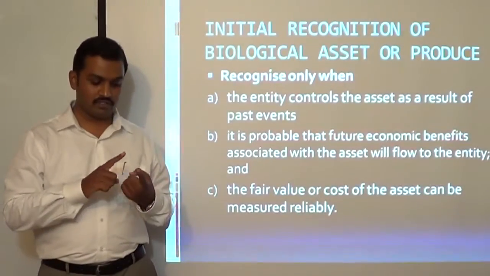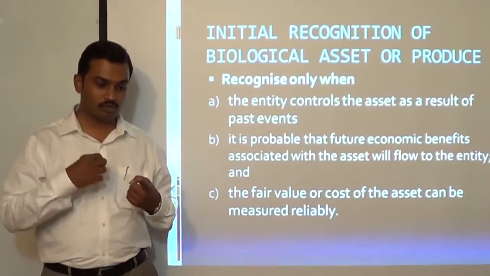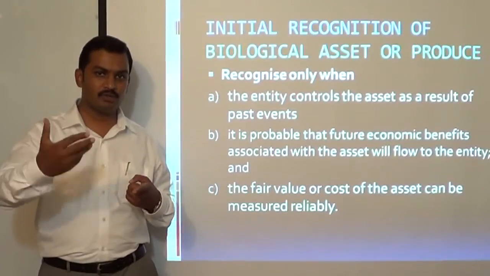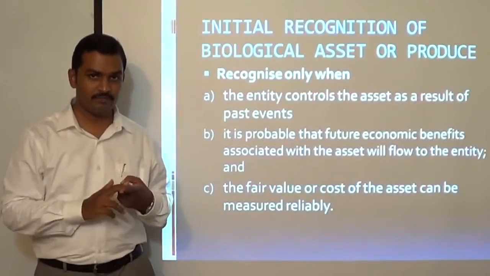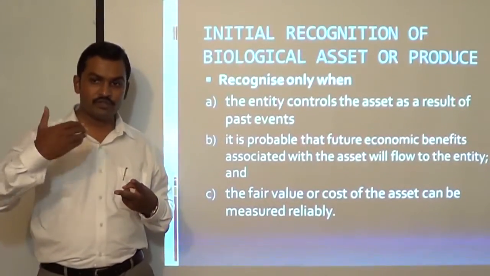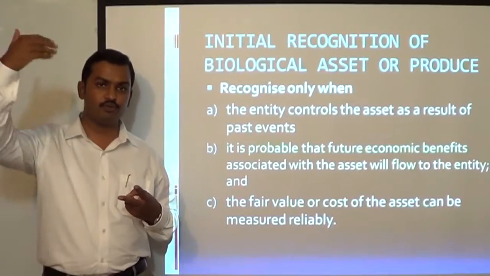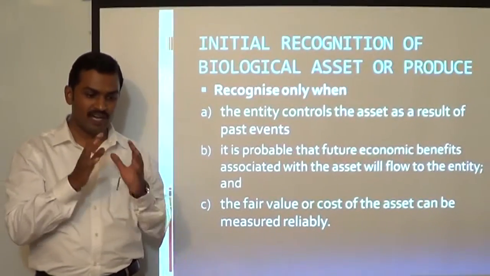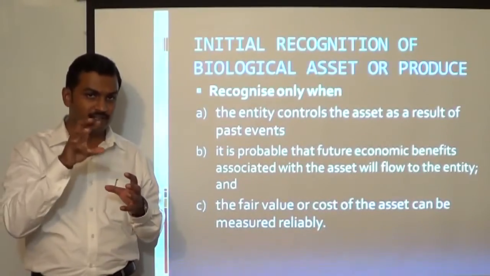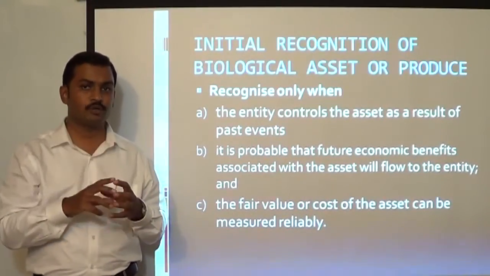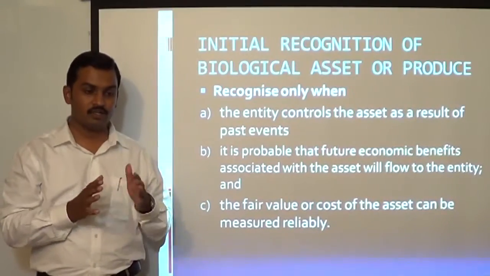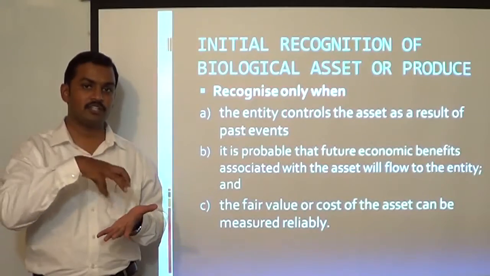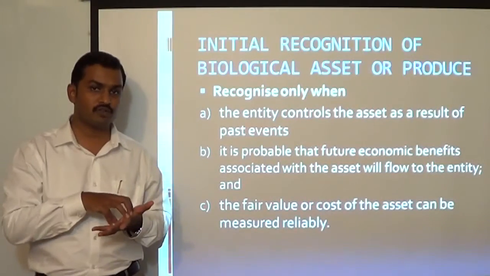It says, first of all, you have to demonstrate control, that you have control over the biological assets. Control is normally demonstrable by way of legal rights. Second, you have to demonstrate that it is going to generate future economic benefits. And the third thing is, you should be able to measure the fair value of the biological asset or the agricultural produce, or the cost. So when these 3 points are satisfied, you can recognize biological asset or produce in your books of accounts.